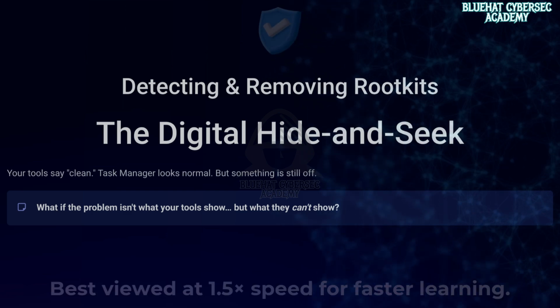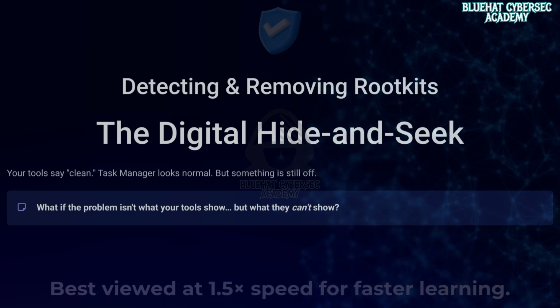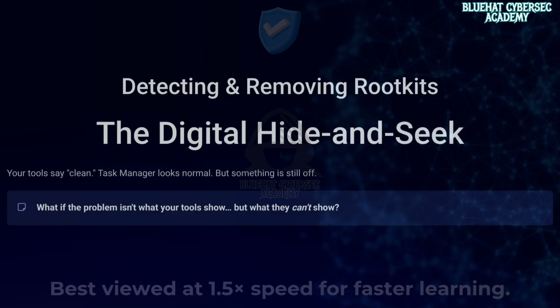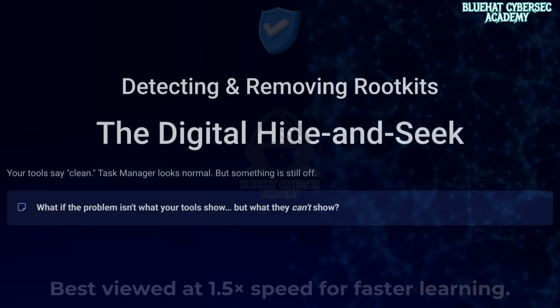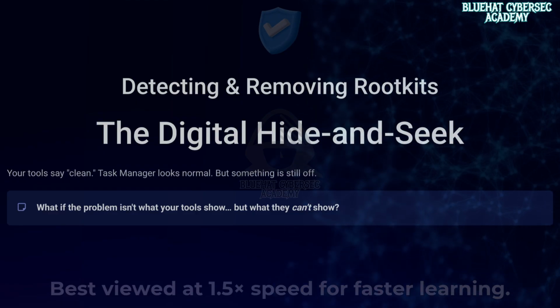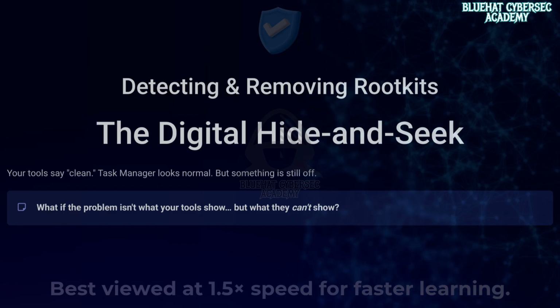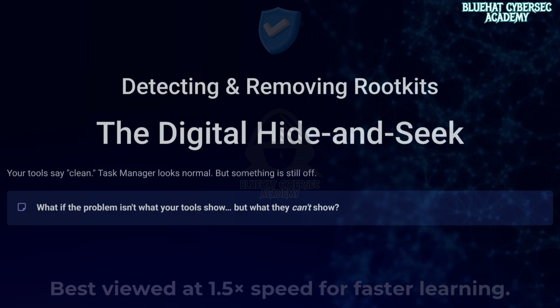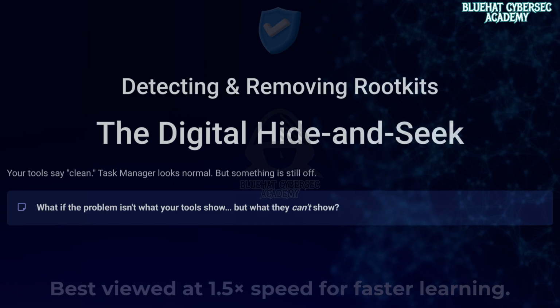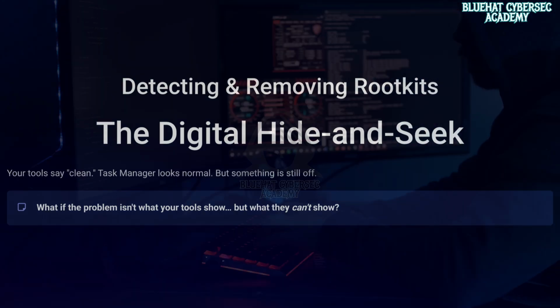You run a scan. The antivirus reports clean. Task Manager looks normal. Everything seems stable, but something still feels off. System slowdowns that don't make sense, network activity that doesn't match your usage, or processes that appear and disappear too quickly to verify. Now let me ask you directly, what if the problem isn't what your tools are showing, but what they can't show? That's the rootkit problem.